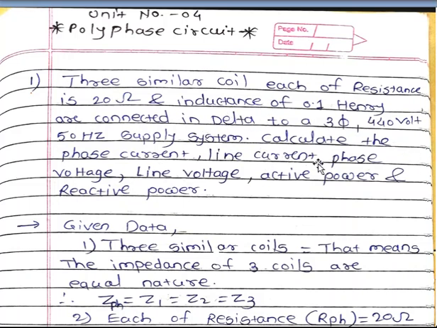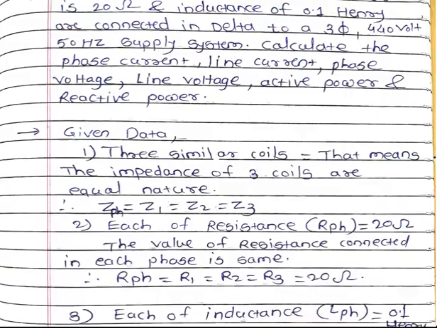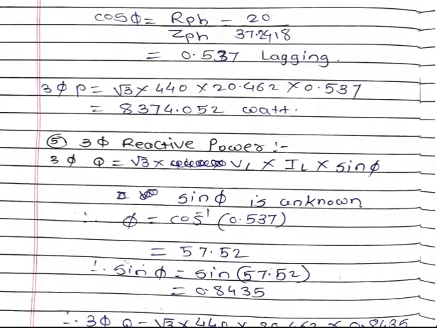Calculate the phase current, line current, phase voltage, line voltage, active power and reactive power. That is six parameters: phase current IPH, line current IL, phase voltage VPH, line voltage VL, active power P and reactive power Q. Now we solve the second example.